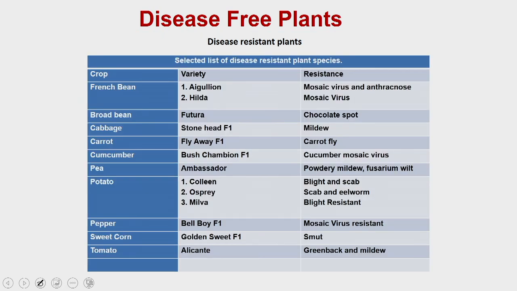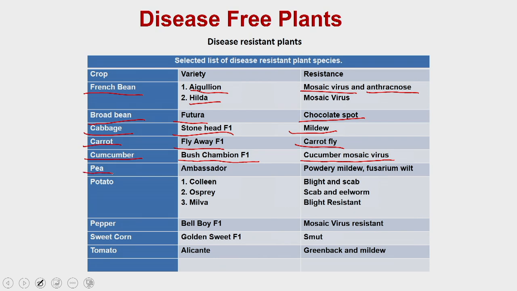So what are these approaches? These are a selected list of disease resistant plants. In the case of French bean, you have Hilda, which is resistant against the mosaic virus and anthracnose. Then you have the beans, Futura, which is resistant against chocolate spot. In the cabbage, you have Stonehead F1, which is against mildew. Then we have the carrot, Flyaway F1, which is for the carrot fly. Then we have the cucumber, Bush Champion F1, which is a variety that has resistance against the cucumber mosaic virus.